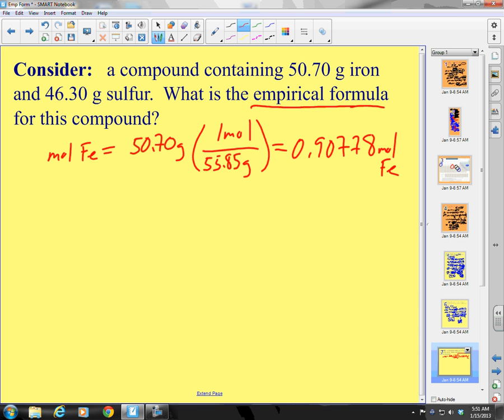Now we don't want to round here. We really don't want to round at all in this until we get to the very, very end, and then we don't want to round much. So don't round this first number.